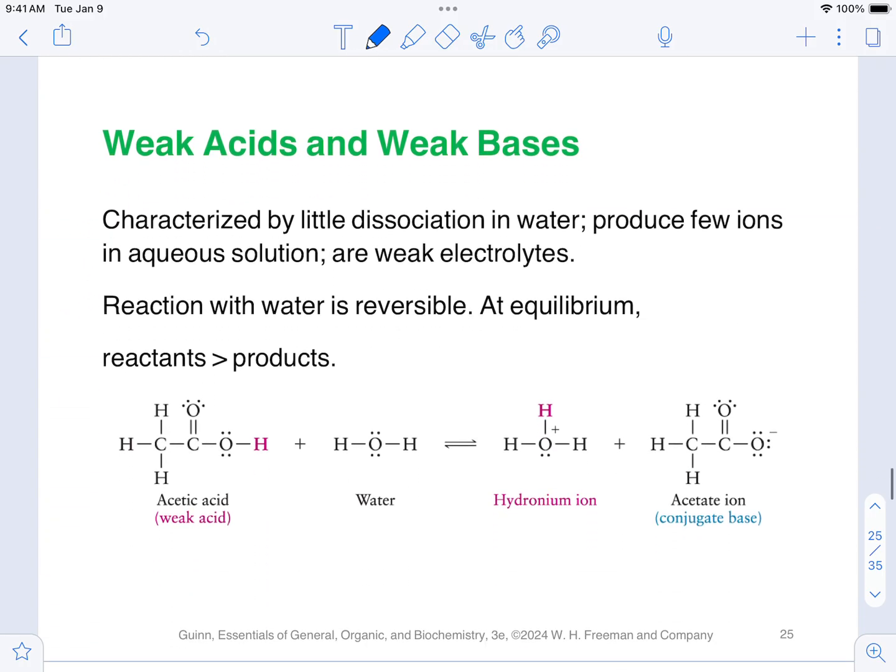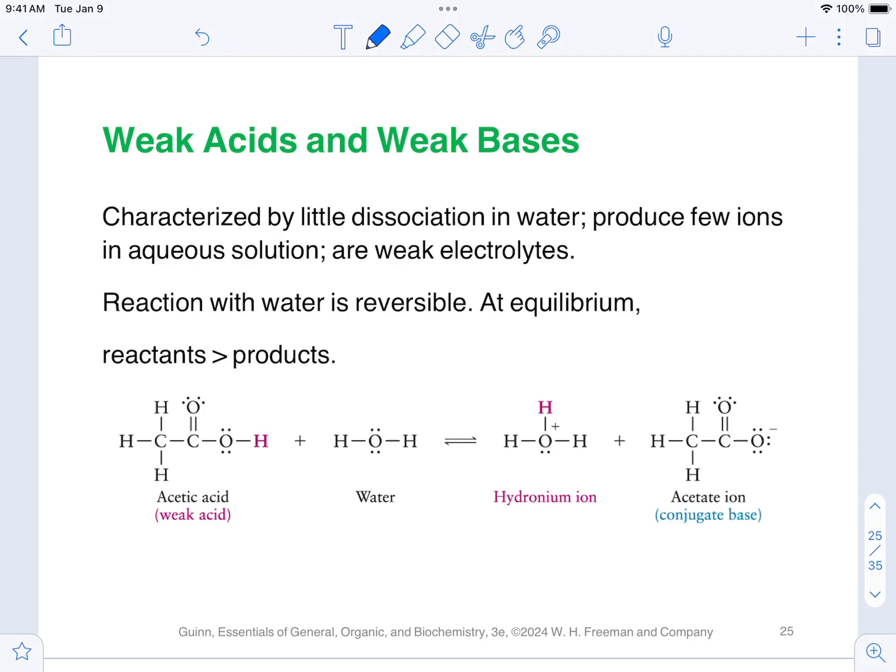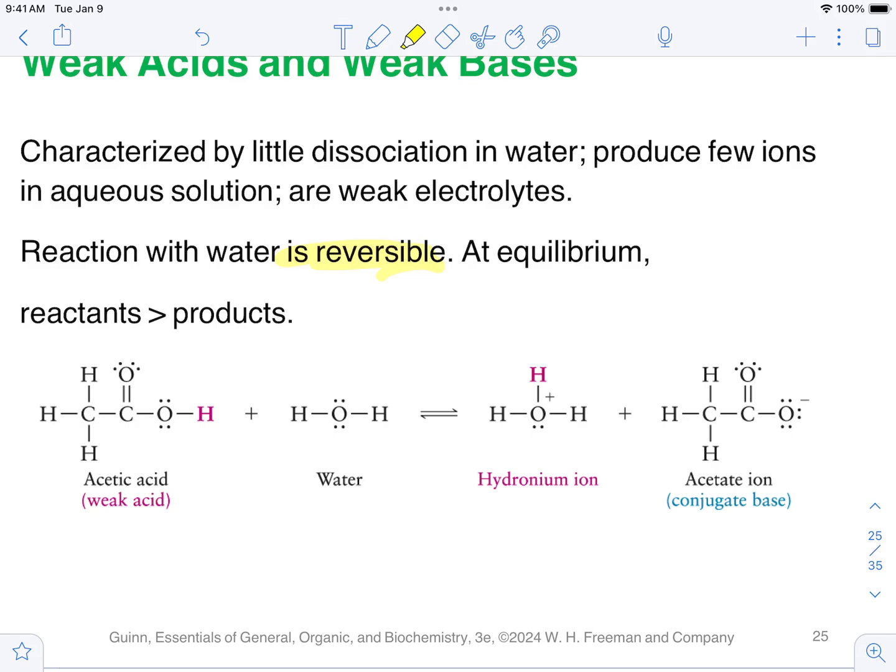So what is a weak acid and a weak base? It has to do with the dissociation. Strong acids and bases dissociate completely. Weak acids and bases are characterized by little dissociation, so they produce few ions and they are weak electrolytes. Importantly, the reaction is reversible. You can see in this equation here, this double arrow. That means the forward reaction is happening at the same rate as the reverse reaction. So these ions are dissociating over here, but then they're unhappy and they go back to form the original acid and base.